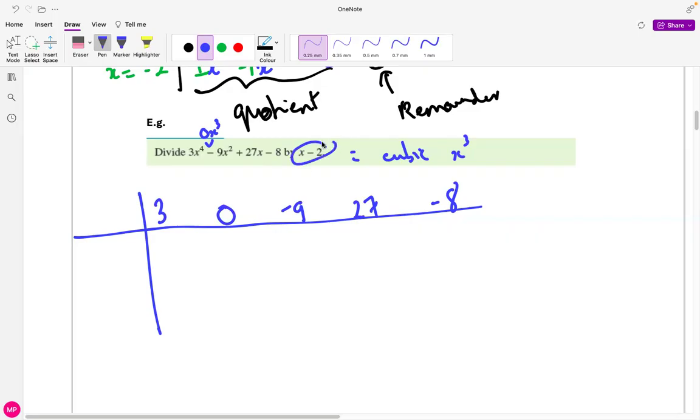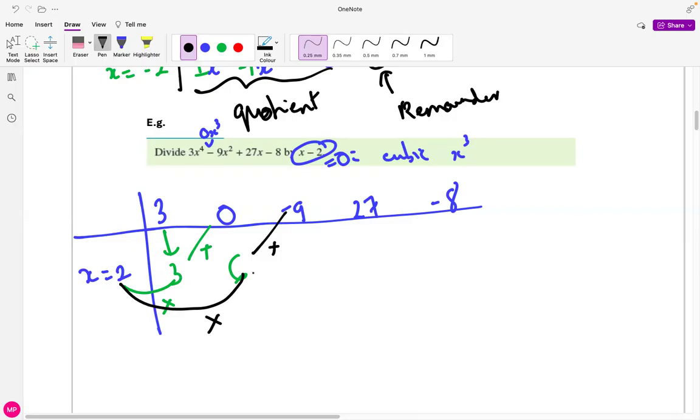And x minus 2, if you let that equal 0, you would get x equal 2. All right, so how do we do this again? So number 3, we bring it down. Then we do 2 times 3 plus 0. 2 times 3 is 6. 6 plus 0 is 6. Okay, then we do the same thing. 2 times 6 plus negative 9. 2 times 6 is 12. 12 minus 9 is 3.